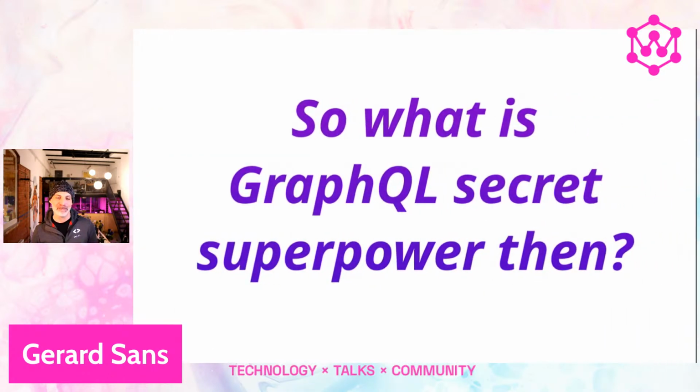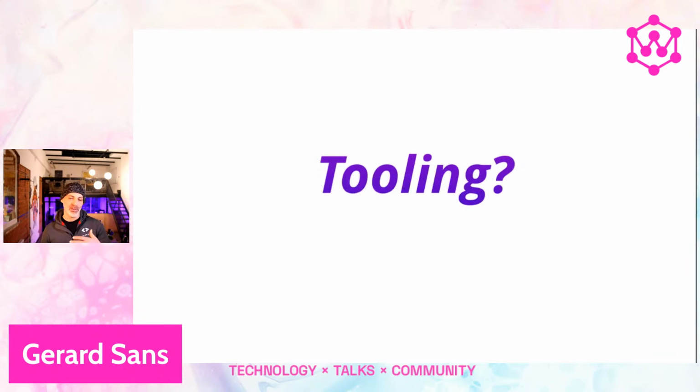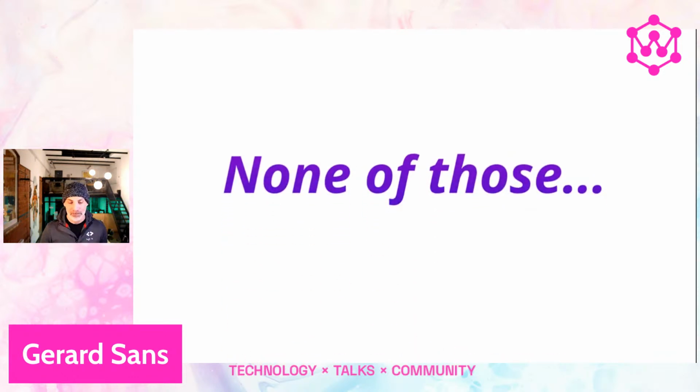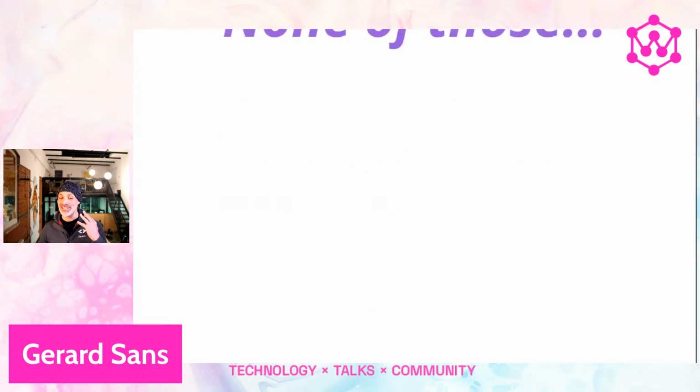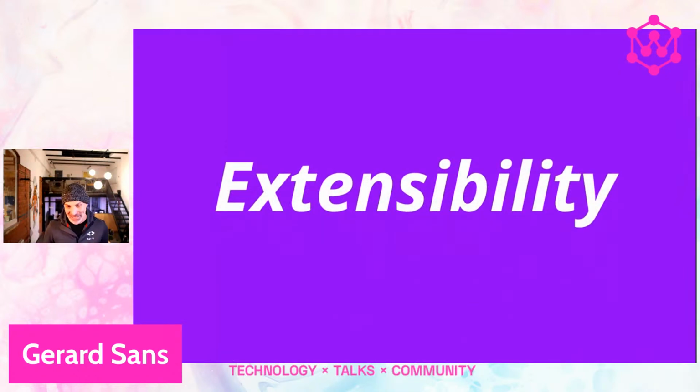We can move on. So what's the GraphQL secret superpower? And we have seen a little bit of an intro, and maybe you have a few guesses. Maybe you think that it's tooling. Maybe you think that it's introspection. So we have the schema. We can use that to know about the types and the different structure of our schema. But actually, it's none of those. And what I'm going to show now is the secret actually is extensibility.